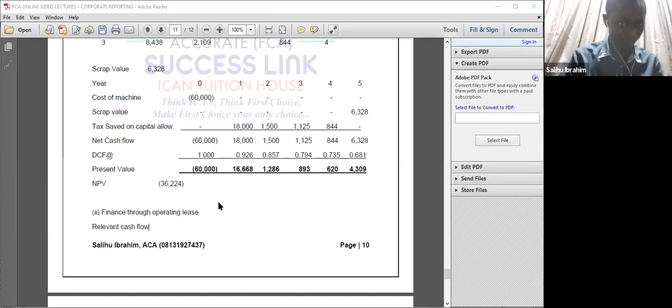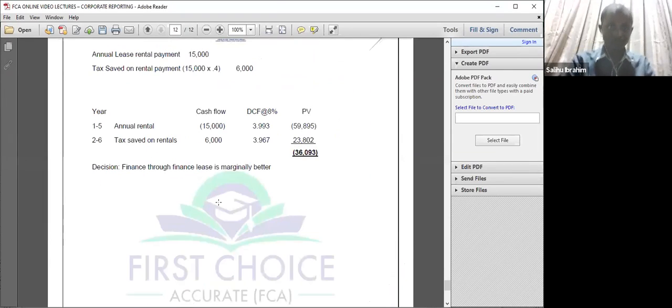Okay, look at it. I've said it here. Look at what we did here. Let me go to where we have that. You are paying this lease for how many years? For 5 years, year 1 to 5. The tax saved on lease rental will start in year 2. It will start in year 2 and last for how many years? If you are paying this one for 5 years, it means this tax will also occur for 5 years. But that's not until when? Until year 2, because tax is paid in arrears.